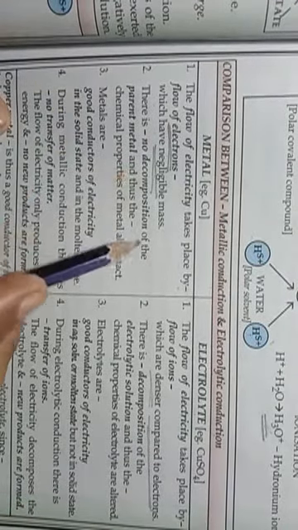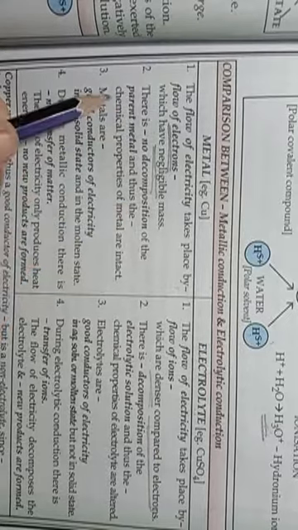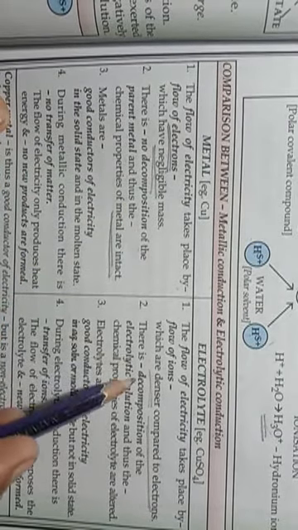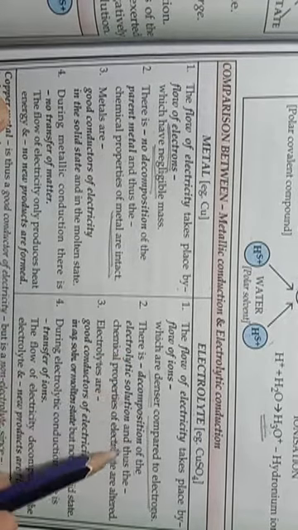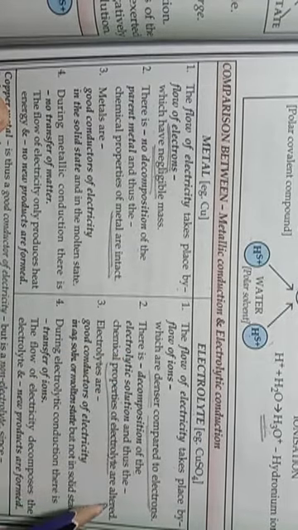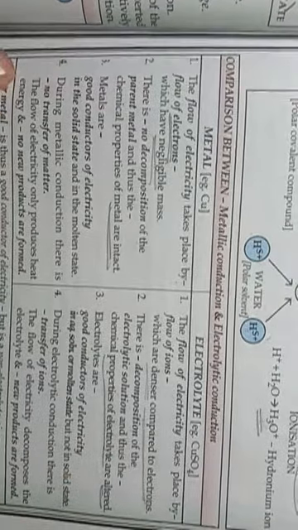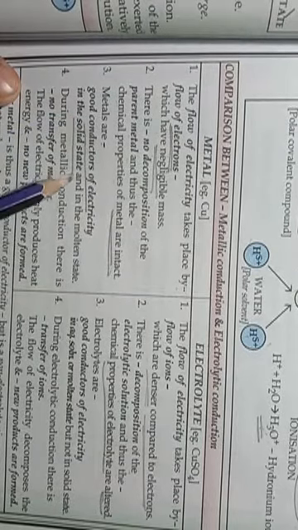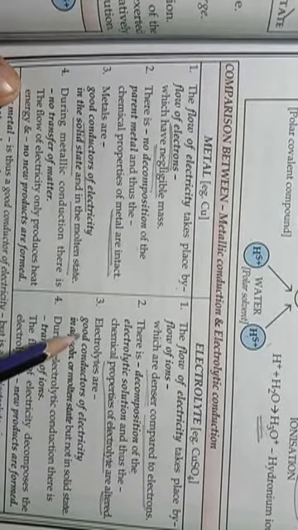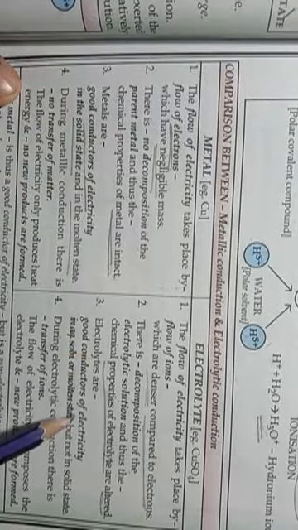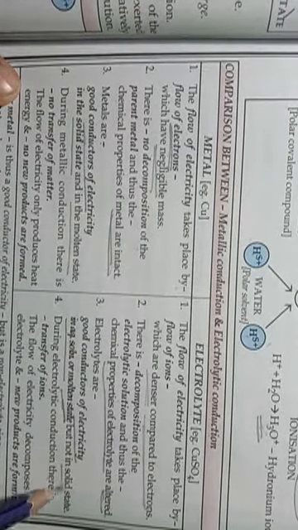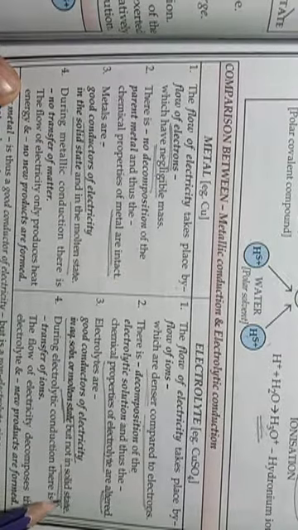There is no decomposition of the parent metal, and so the chemical properties of the metal are intact. But here there is decomposition of the electrolytic solution, and so the chemical properties of the electrolyte are changed. Metals are good conductors of electricity in the solid state and in the molten state, but electrolytes are good conductors in their aqueous solution or molten state, but not in the solid state. Why? Because in the solid state electrolytes do not have free ions.